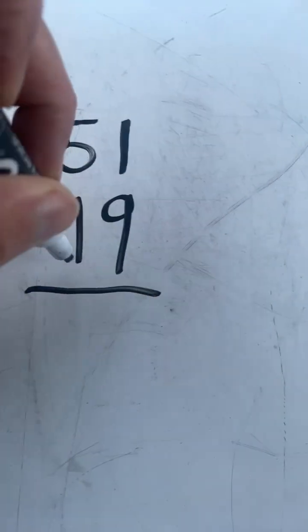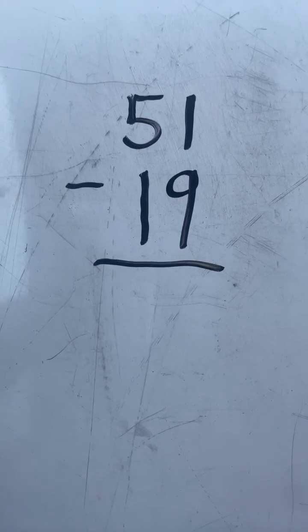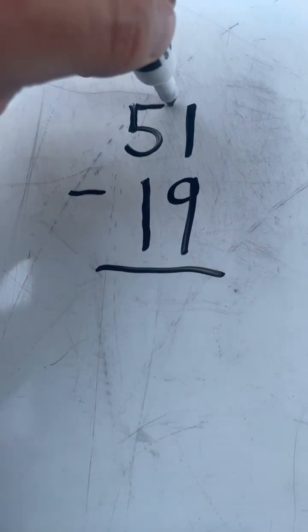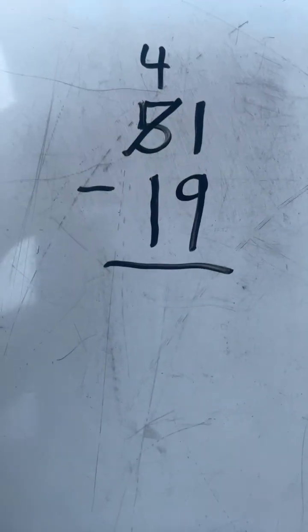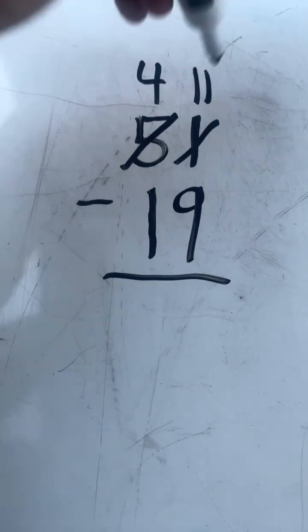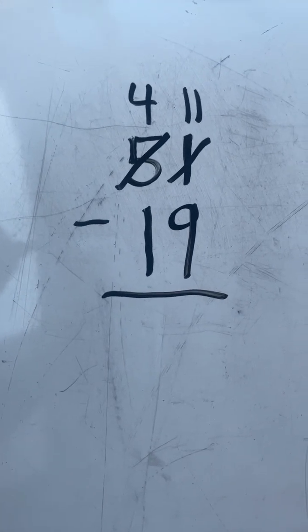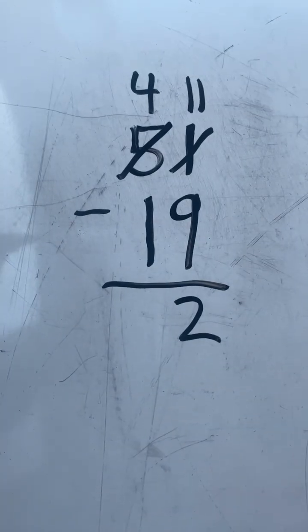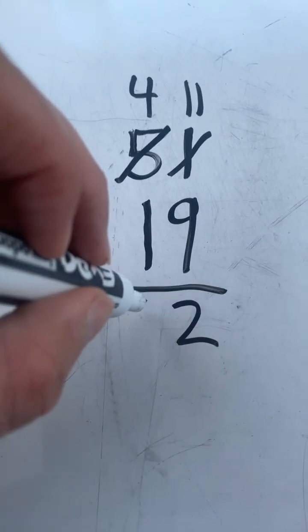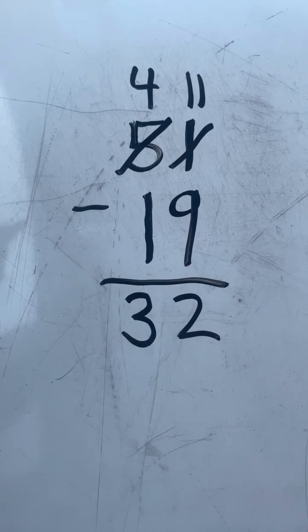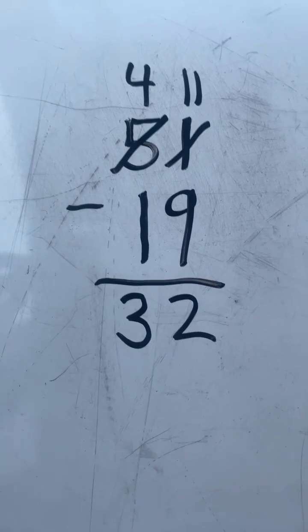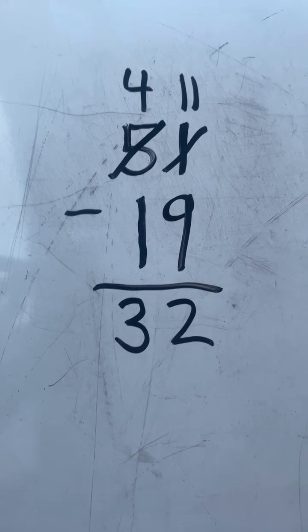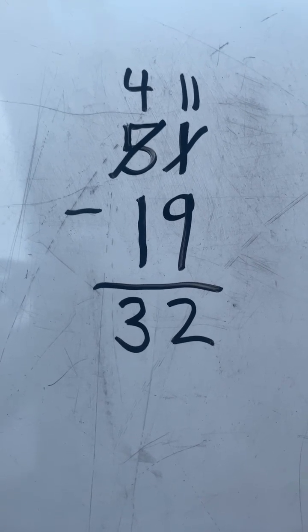51 minus 19. All right. Example 7. So again, you can't start out with 1 and take away 9, so we have to take a 10 from the tens place. The 5 is going to become a 4. The 1 is going to become an 11. Now we go to the ones place. 11 minus 9 equals 2. 4 minus 1 equals 3. And we have our final answer. 51 minus 19 equals 32.